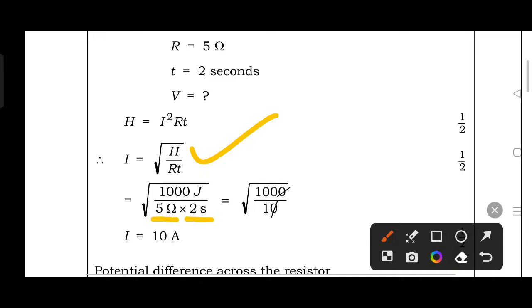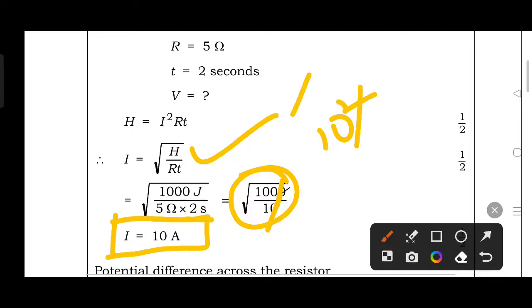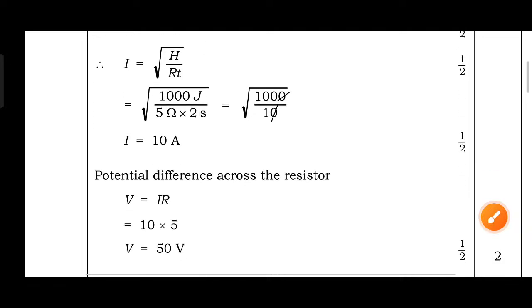Then time is 2 seconds. 5 2s are 10. The zeros cancel, 100 divided by 1. So 100 under the square root. To remove the square root, 10 square, the square root and square cancel. Then I, the electric current, is 10 ampere. We have now got the electric current.